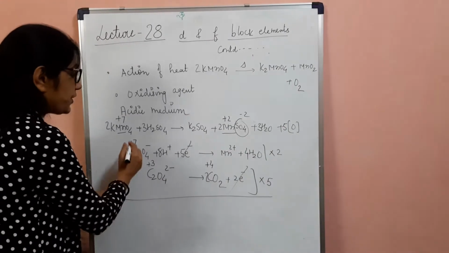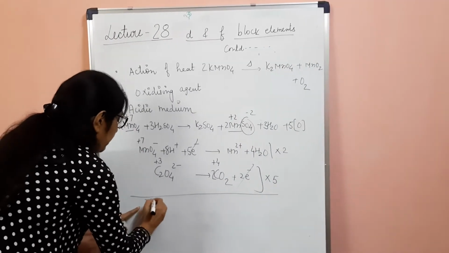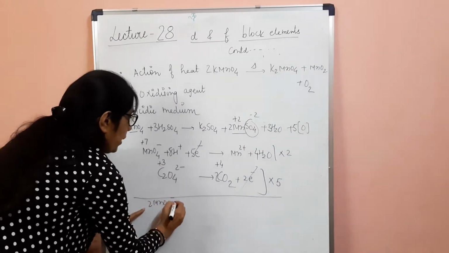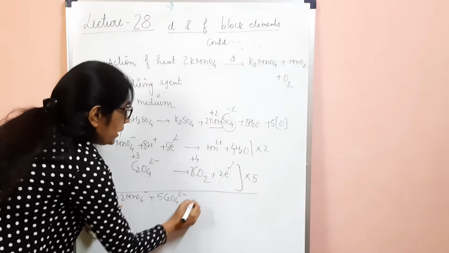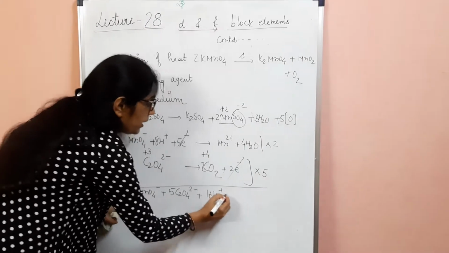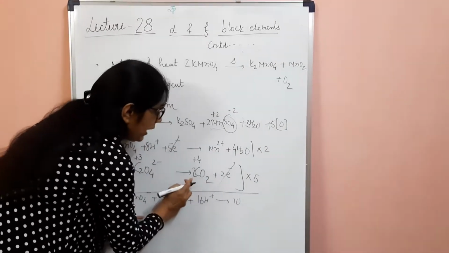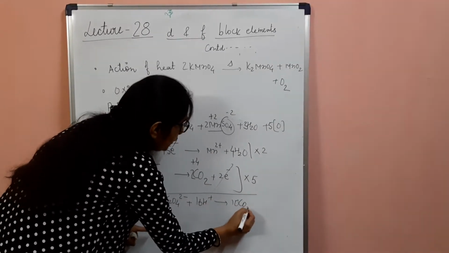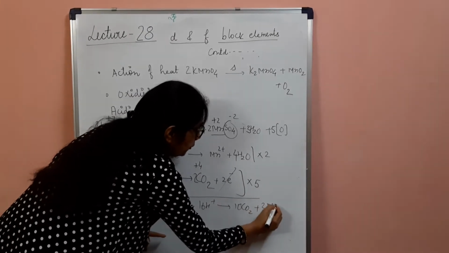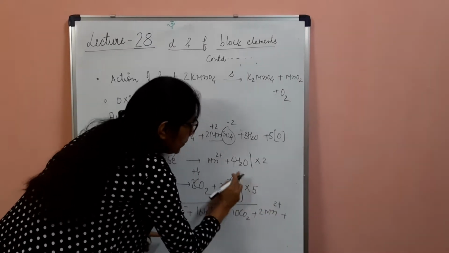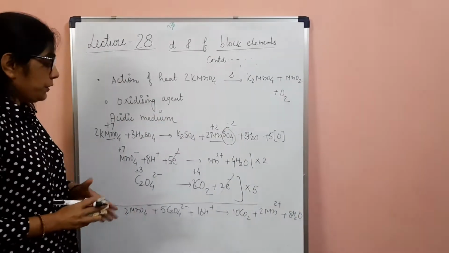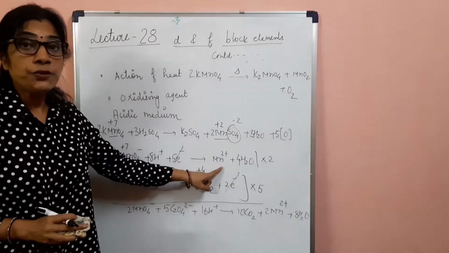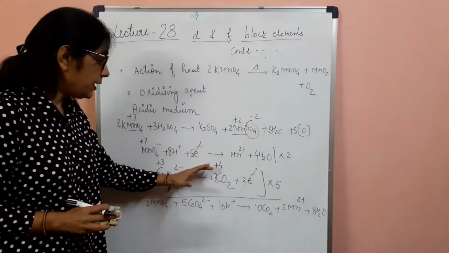Now the electrons get cancelled, and the equation will be 2 MnO4 minus plus 5 C2O4 2 minus plus 16H plus gives 10 CO2, 5 into 2, 10 CO2, plus 2 Mn2 plus, plus 4 into 2, 8H2O. So the basic equation will be this only, for permanganate ion in acidic medium.